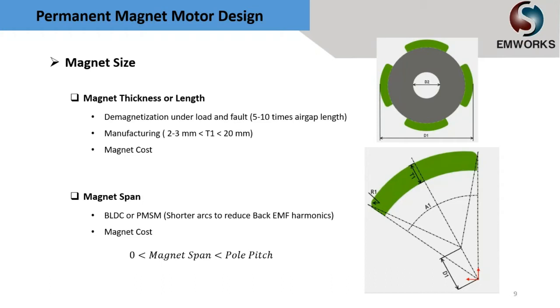To determine the magnet thickness, the following 3 points should be considered. First, the magnet can be demagnetized during the loading performance of the machine, or when a fault happens inside the machine. Demagnetization means that the magnet loses its magnetic property partially or completely and cannot generate the expected magnetic field. Therefore, you must choose the magnet thickness enough to avoid demagnetization.